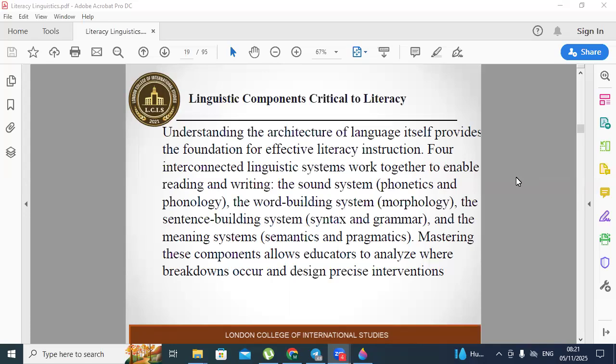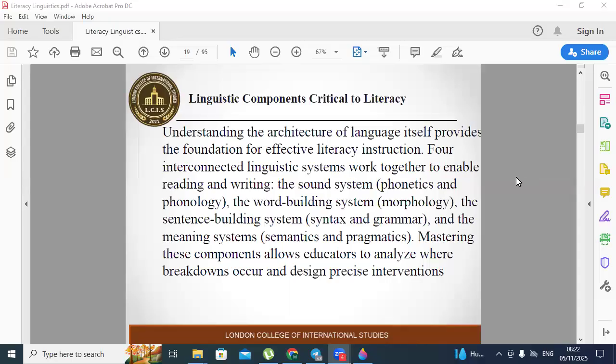When a student struggles, we can ask, is this a phonological issue, a decoding problem, a syntactic challenge, a vocabulary limitation? Each requires different instructional responses. This diagnostic precision separates expert literacy teachers from novices.